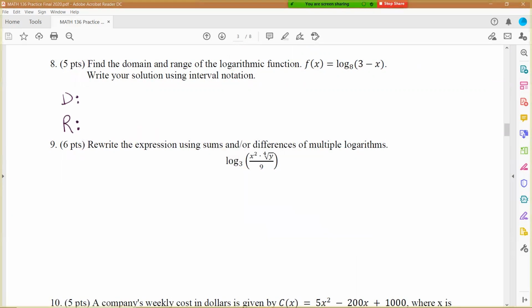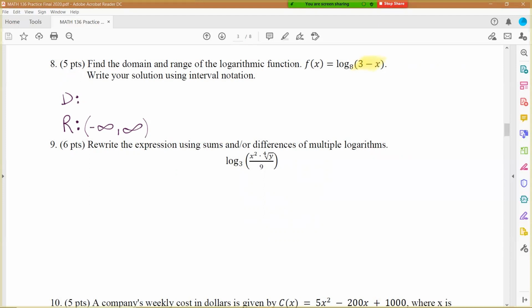I will tell you, for your test, the answer for the range is always going to be negative infinity to positive infinity. Guaranteed. Anytime you have a log function, your range is going to be negative infinity to positive infinity. Anybody remember how we have to do a little bit of math to find the domain?